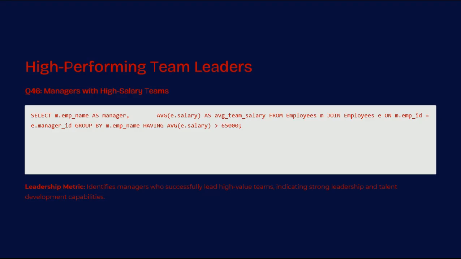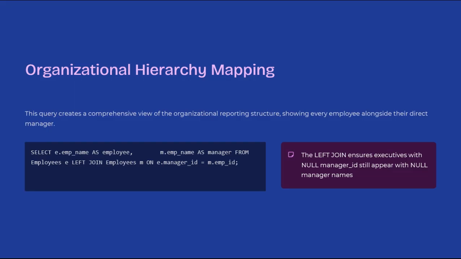Next is high-performing team leaders, managers with high-salary teams. This query is a little bit small, so I will explain. Select m.emp_name as manager, average of e.salary as avg_team_salary from employees m join employees e on m.emp_id is equal to e.manager_id group by m.emp_name having average e.salary greater than 65,000. It identifies managers who successfully lead high-value teams, indicating strong leadership and talent development capabilities.